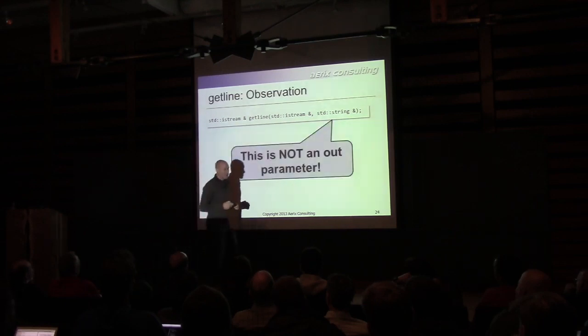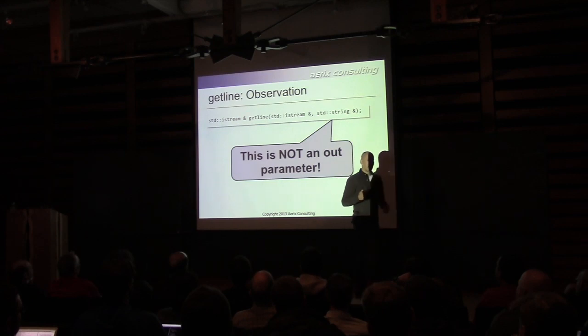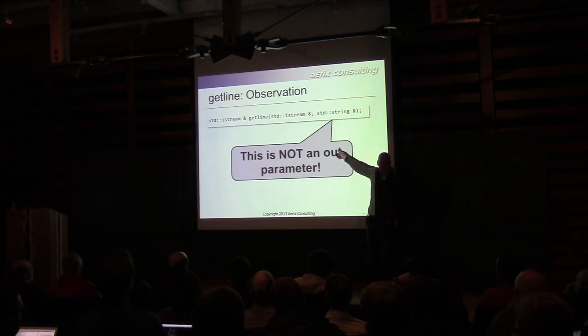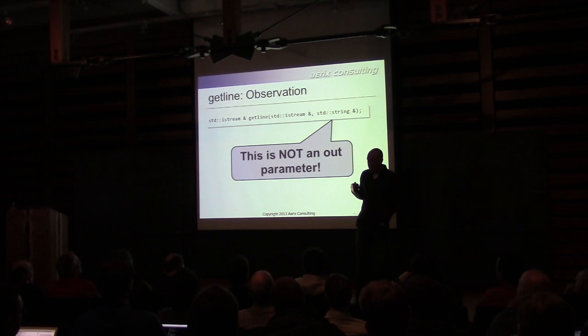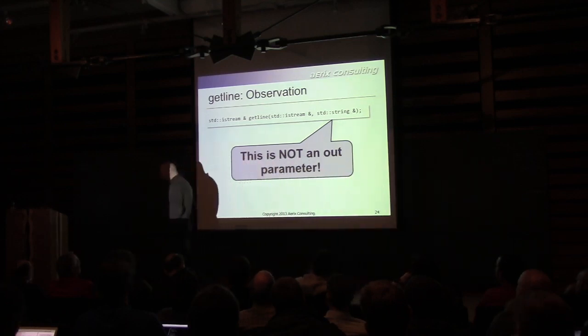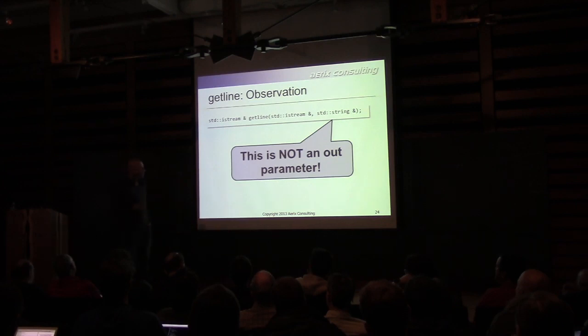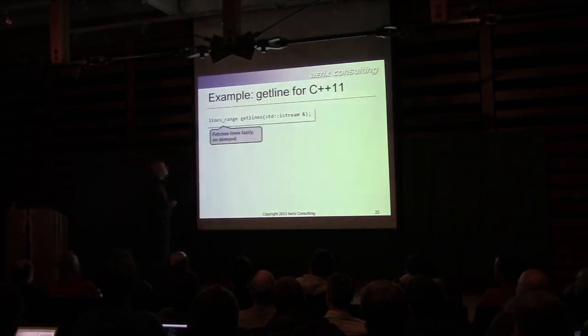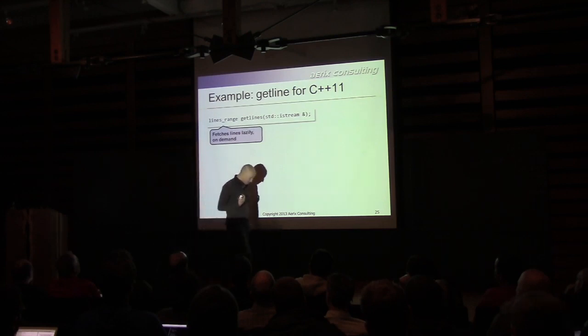Like, this is not an out parameter, right? It looks like an out parameter, but it's not. It's actually an in-out parameter because on the way in, we use the capacity of the string. Okay? And this puts getLine in a really interesting category of algorithms, right? There are algorithms that can be more efficient if they cache or pre-compute something, right? They are stateful algorithms.